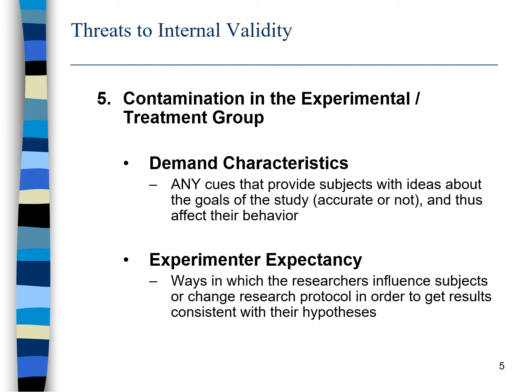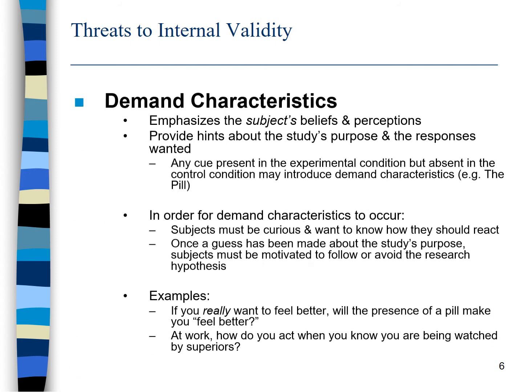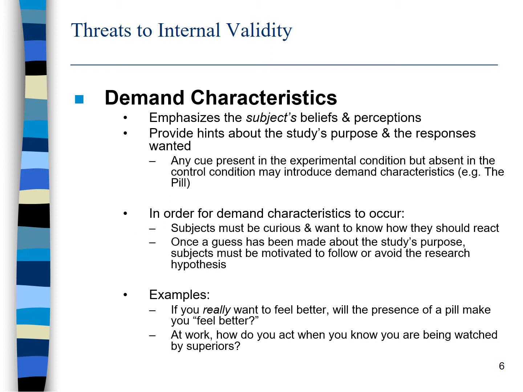So let's take a little closer look at demand characteristics and experimenter expectancy. So demand characteristics, as I mentioned previously, the key thing here is look at that first bullet point. It's all about the subject's beliefs and perceptions. So if the research subject sees something, hears something, believes something about how they're supposed to behave or act, that is once again above and beyond the actual drug, the intervention, the independent variable itself. If it's above and beyond that, that's a demand characteristic.